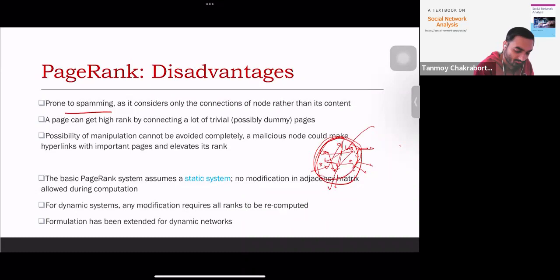The second problem is that it turns out to be a successful metric for static networks. Okay, when it comes to dynamic networks, although there is plenty of research, dynamic updation of PageRank is a little difficult, a little tricky. So therefore, you may need to recompute PageRank periodically.